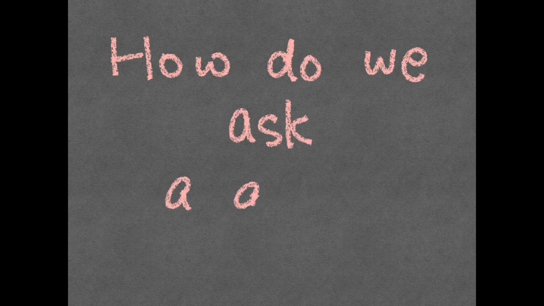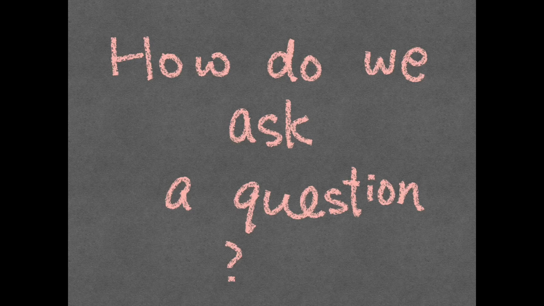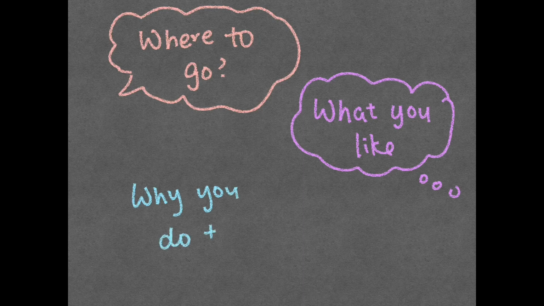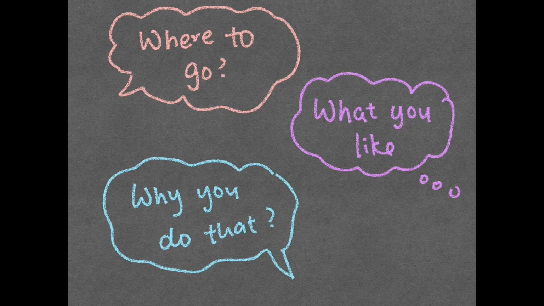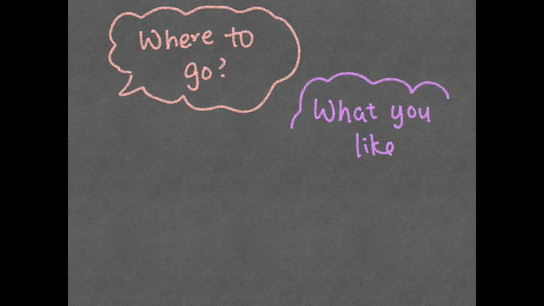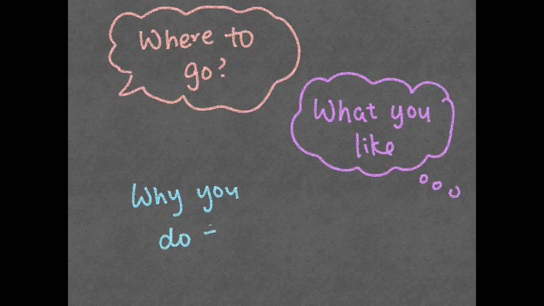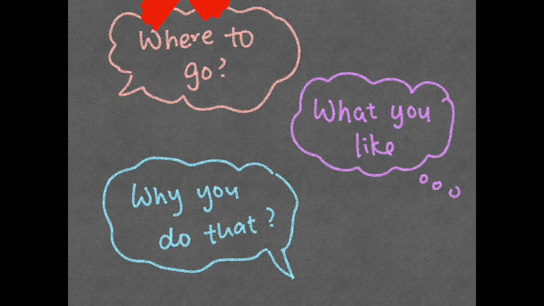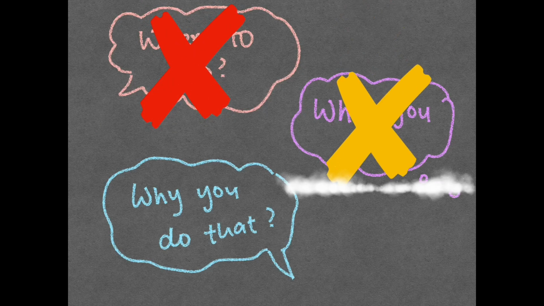How do we ask a question? Maybe this is how you normally ask a question. For example, you may ask where to go, what you like, why you do that. You may ask these questions in spoken format, but if you want to write proper written English, you cannot ask questions like this. These sentences are grammatically incorrect.